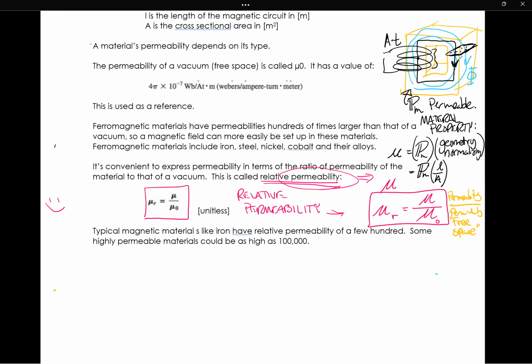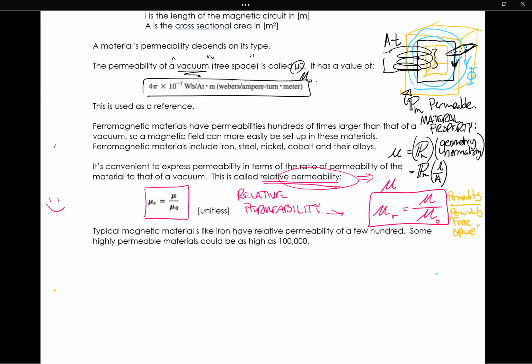So now we can compare materials with really big circuits and really small circuits because we have this term permeability. We took it one step further and said there's a special permeability. It's that of a vacuum or free space. And let's call that mu naught. It's like a starting point. And mu naught has a value.